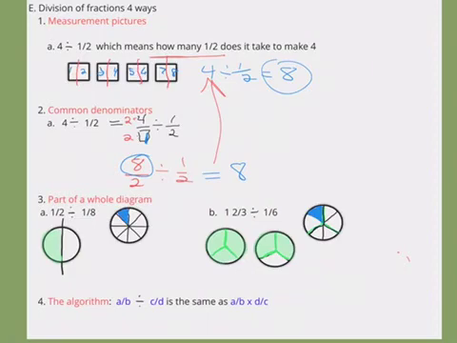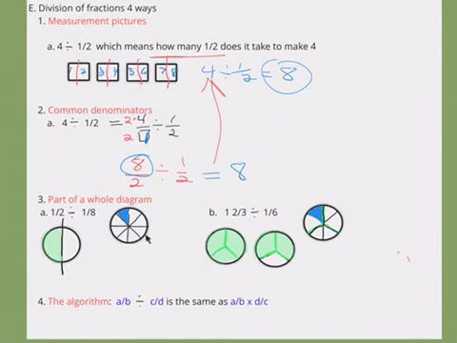Another way we can attack problems is by looking at a diagram. So a part to whole diagram, and I'm going to look at the circular form of that. So in the problem we have here, 1/2 divided by 1/8, I'm going to look at a circle, and I'm concerned about this 1/2 part. The problem is saying how many eighths are in a half. So I have my half highlighted.